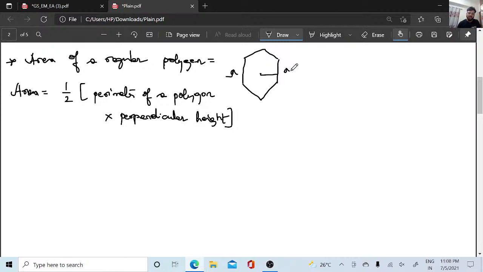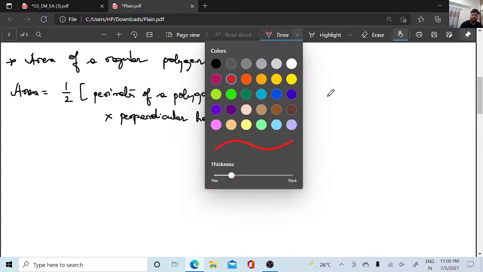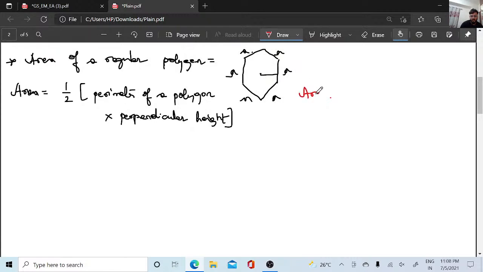We have all the sides as a. So what can I call the area as? To reduce the space I will write it here only. This is nothing but n by 4, where n is the number of sides, into a squared into cot(pi divided by n), where pi is always going to be 180 degrees.